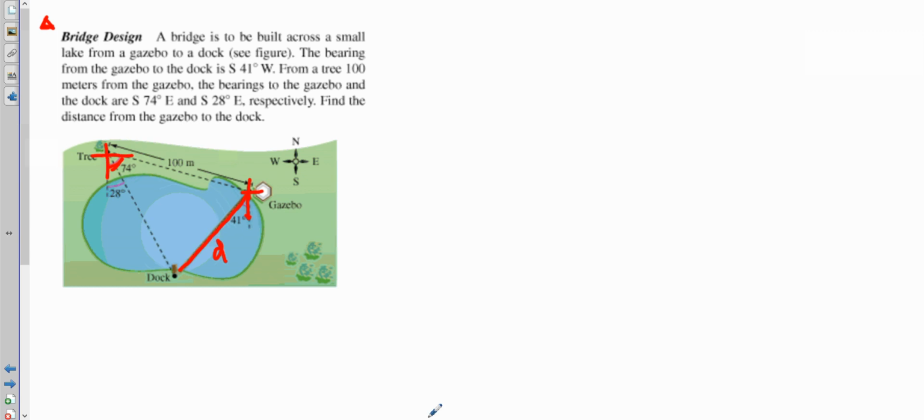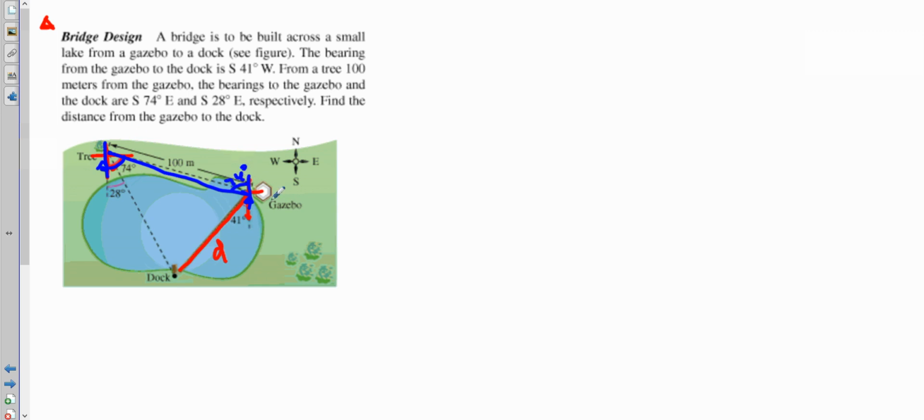Now, the key thing whenever you're doing problems with these directional components of south, east, north, west, and so on, is you have to realize that this and this are parallel. That's going to be really important, because you're going to use what you know about parallel lines. We know that this angle and this angle are actually going to be equal. So this is going to be 74 degrees.